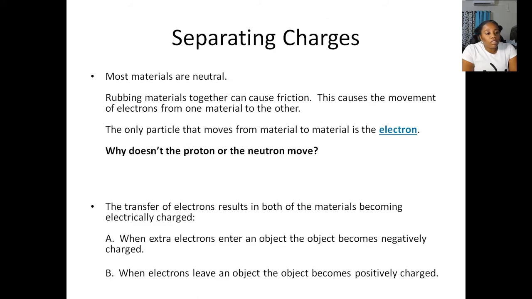Most materials are neutral. Rubbing materials together can cause friction. This causes the movement of electrons from one material to the other. The only particle that moves from material to material is the electron. Why doesn't the proton or the neutron move?